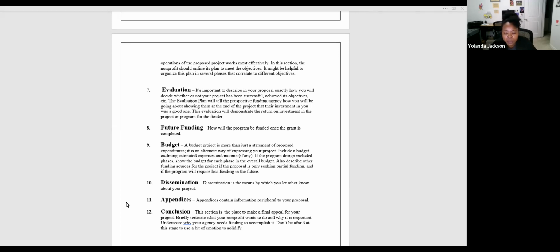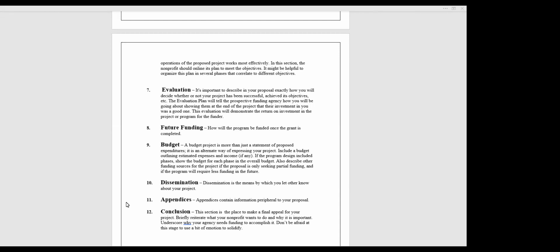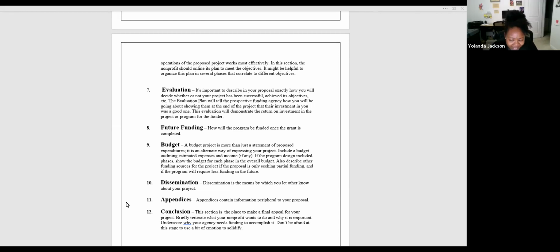Briefly reiterate what your nonprofit wants to do and why it's important. Underscore why your agency needs funding to accomplish it. Don't be afraid at this stage to use a bit of emotion to solidify. Read that last sentence again. Don't be afraid at this stage to use a bit of emotion to solidify.